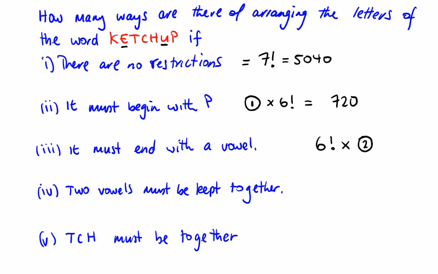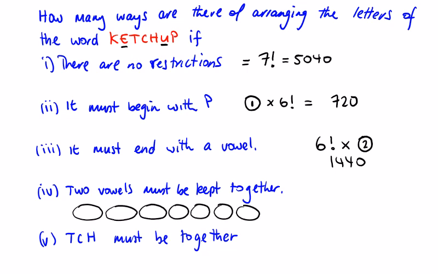And 6 factorial by 2 is 1440. So the 2 vowels must be kept together. Well, let's draw 7 little circles here. 1, 2, 3, 4, 5, 6, 7. So how many positions can the vowels be in?